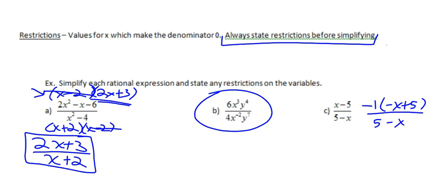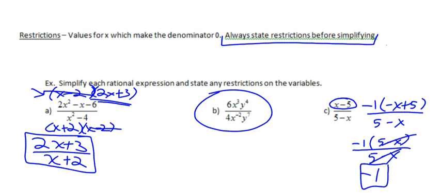But wait a minute. Couldn't I flip-flop those instead of negative x plus 5? Isn't that the same thing as 5 minus x over 5 minus x? So don't the 5 minus x's cancel? Give me the negative 1. So the moral of the story is, if you notice that one of the factors on the top and one of the factors on the bottom look the same, but everybody's got an opposite sign, then you can cancel them to get you negative 1.